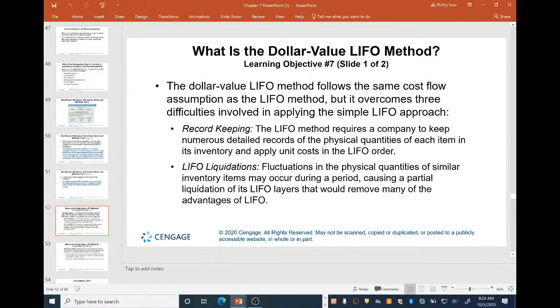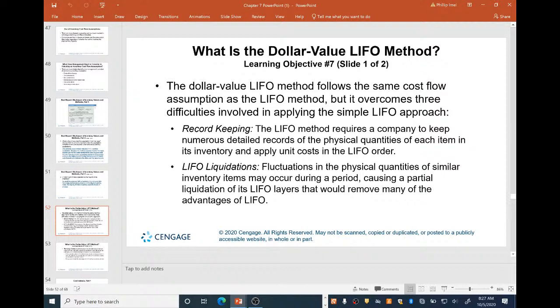Okay, so what is the dollar value LIFO method? That's kind of what we were just getting into with the layers right there. It follows the same cost flow assumption as the LIFO method, but it overcomes three difficulties involved in applying the simple LIFO approach. Record keeping. The LIFO method requires a company to keep numerous detailed records of the physical quantities of each item in its inventory and apply unit cost in the LIFO order.